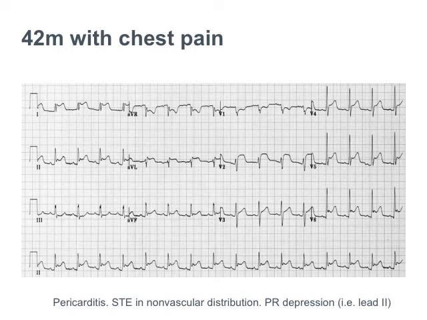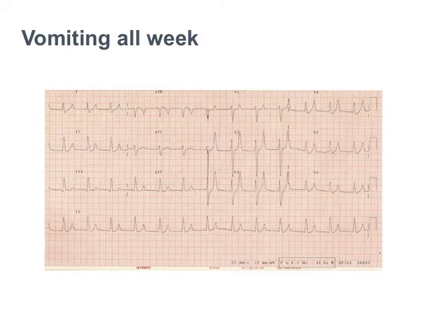So pericarditis. All right, so this is a 55-year-old female who's been vomiting all week. Let's just have a peek at this cardiogram.